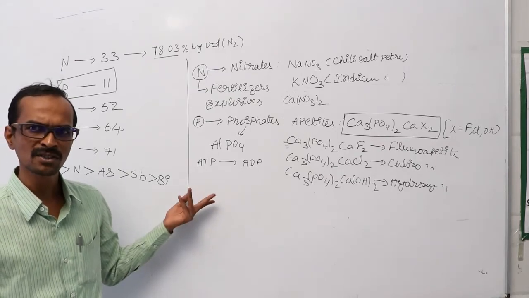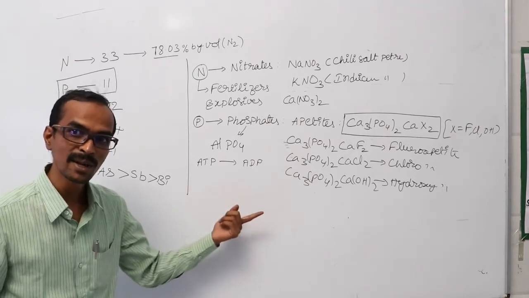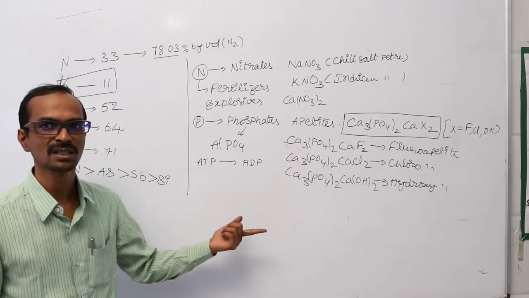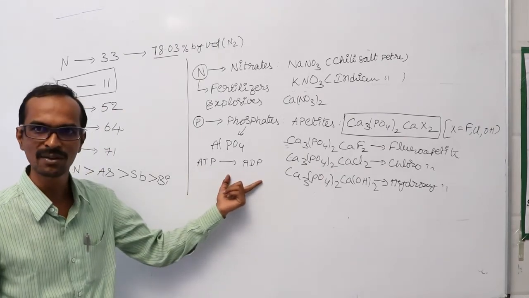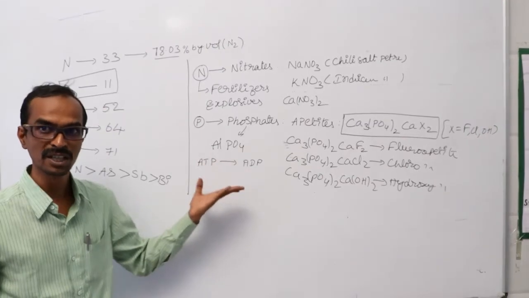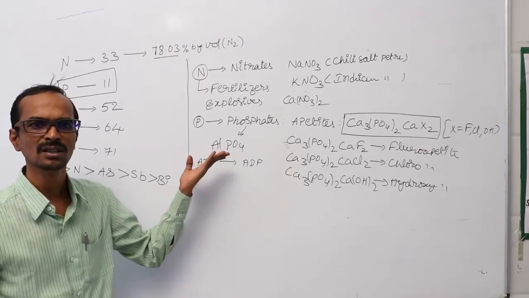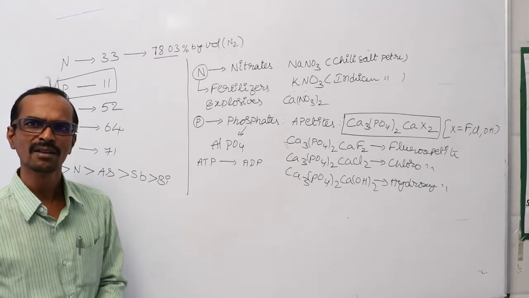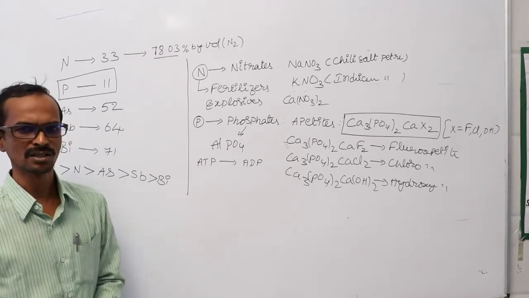ATP means adenosine triphosphate, and ADP means adenosine diphosphate. So when ATP is converted into ADP, we are getting energy. As the name indicates, it also contains the element phosphorus. And we know phosphorus is present in DNA and RNA also.